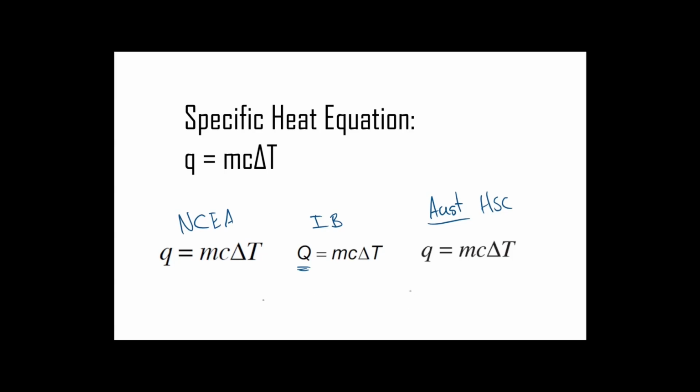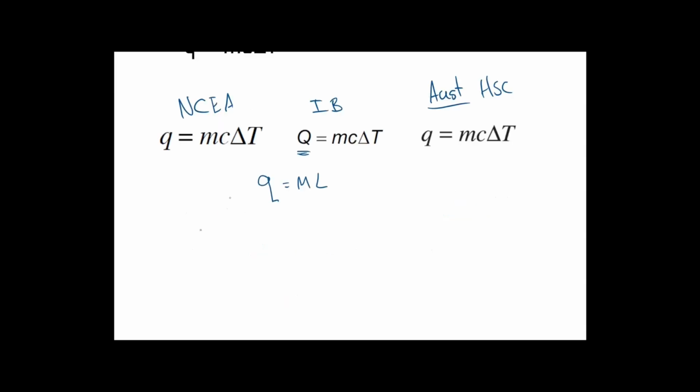So not given is another formula which is pretty useful, which is Q equals ML, capital L. And we'll be looking at that one in a second as well. So first up, let's have a look at what these variables actually mean. So Q, I'm going to call this lowercase q. So let's look at what these variables actually are.